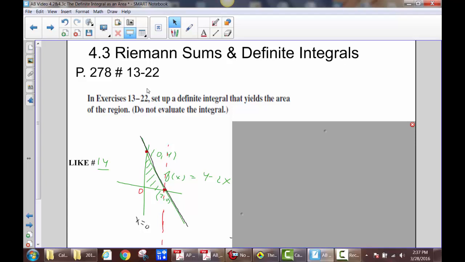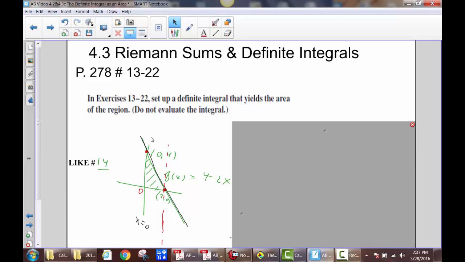Okay, so on page 278, 13 to 22, set up a definite integral that yields the area of the region. At this point, they don't want you to evaluate the integral. They just want you to be able to go from the diagram to the definite integral that represents the area of the shaded region. So again, you just have to figure out left border, right border, top border, bottom border. Notice the bottom border is the x-axis. That's good because that's all we know how to do right now.